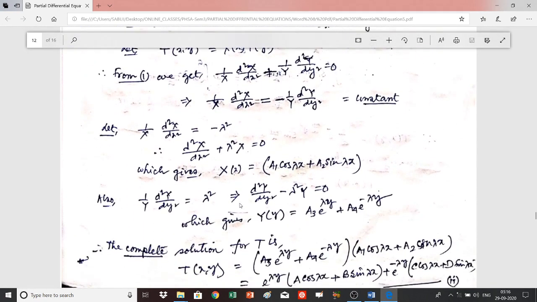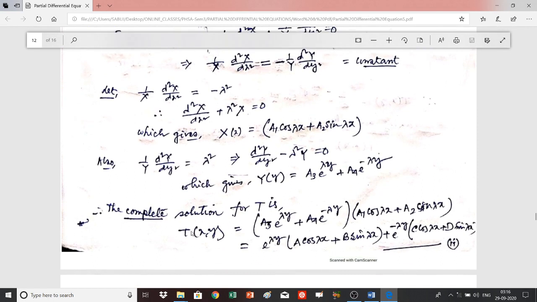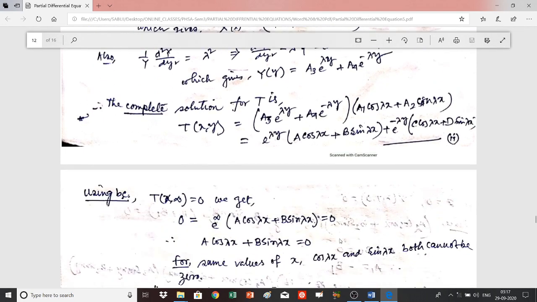Go through these steps. Then that will give you T(x,y) is equal to this and this. Okay, this is the solution. Now using the boundary condition T(x, y) at y equal to infinity, that will give you from this relation that 0 is equal to A e to the power infinity from here, and (cos lambda x plus B sin lambda x), that is equal to 0.